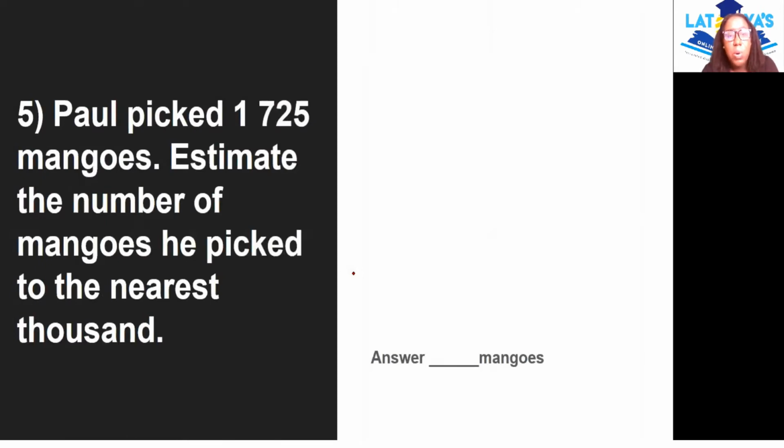Question number 5. Paul picked 1,725 mangoes. Estimate the number of mangoes he picked to the nearest 1,000. This question is asking us to round off to the nearest 1,000, and we know how to do that. For some of you, it is best if you write your place values at the top: thousands, hundreds, tens, and ones. We are rounding off to the nearest thousands, so we need to look at the hundreds number to see if it is less than 5 or 5 and greater. And because it is 5 and greater, we are going to add 1 to the thousands number. So we are getting 2,000 mangoes.